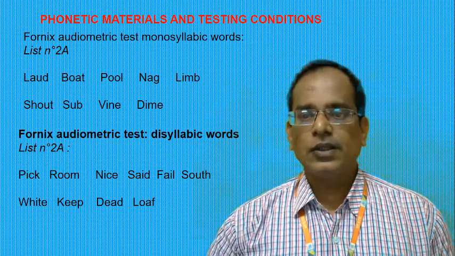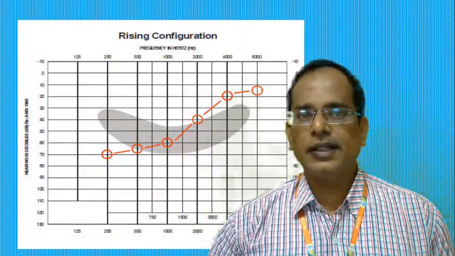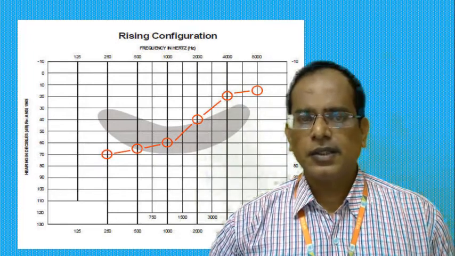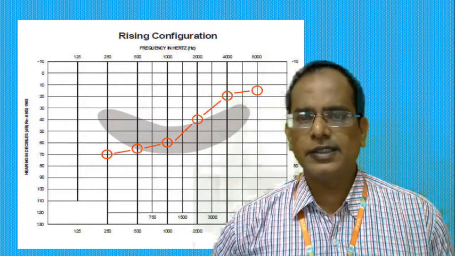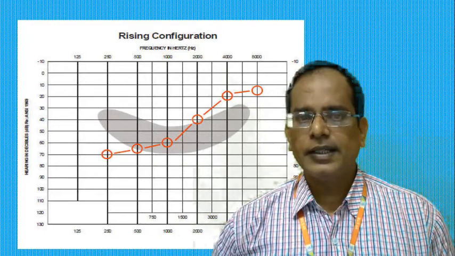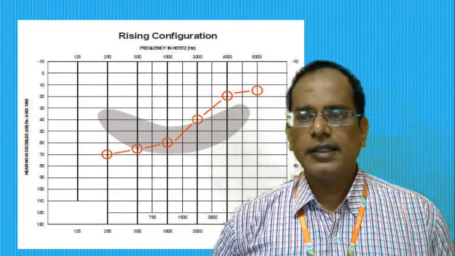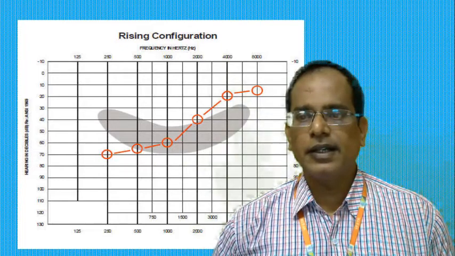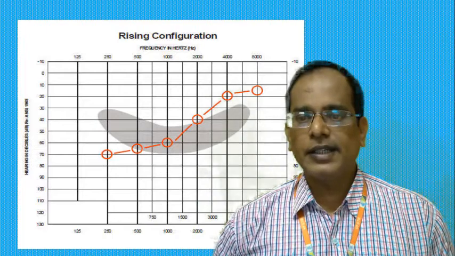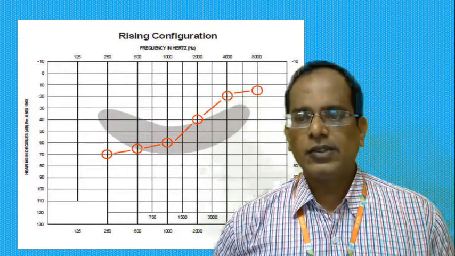Okay, now we will see the various rising configurations of hearing loss related to frequency, and how the graph shows the hearing loss. Here we can identify two kinds of hearing loss with the help of this graph. One is conductive hearing loss, and the other is sensorineural hearing loss.